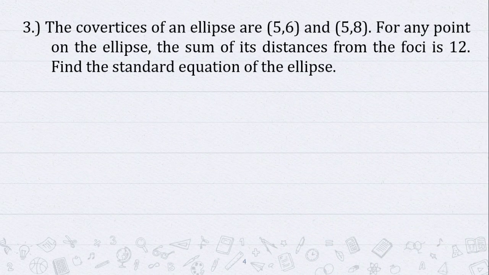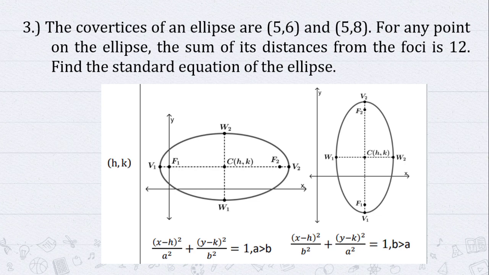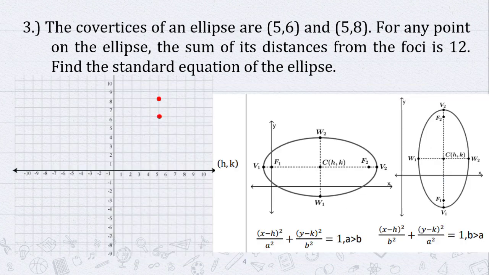Number 3. The covertices of an ellipse are (5, 6) and (5, 8). For any point on the ellipse, the sum of its distances from the foci is 12. Find the standard equation of the ellipse. The midpoint of our covertices is our center. Obviously, it's at (5, 7). Since our center is at (h, k), there are two possible standard equations here. Since our covertices here are parallel to our y-axis, we will be using this standard equation.